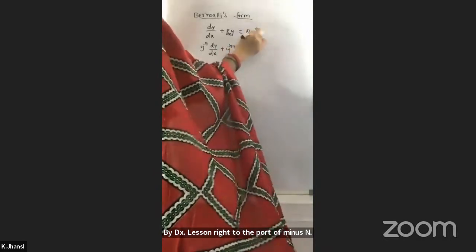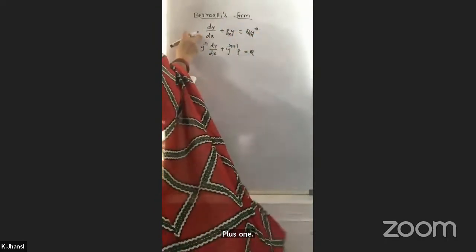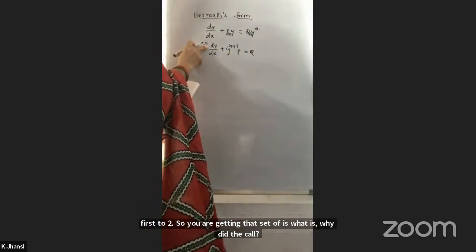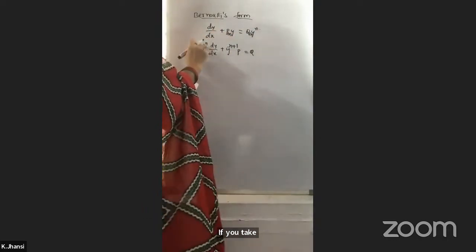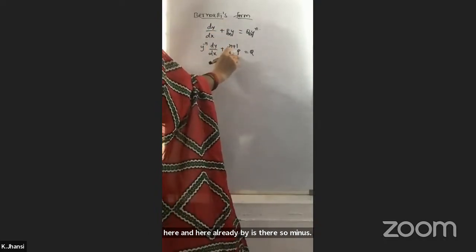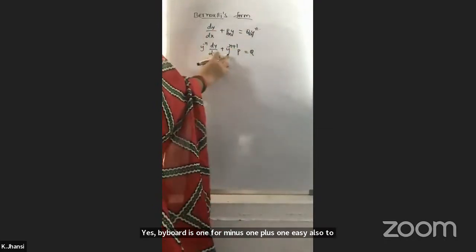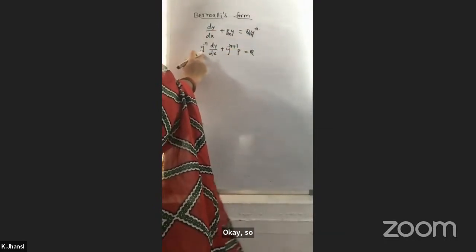Here y to the power of n is taken to the numerator, so it becomes minus n. And here y is already there, so minus n plus 1 is the power of y. So y to the power of 1 minus n into P equals Q. Again, this term is extra for a linear differential equation.